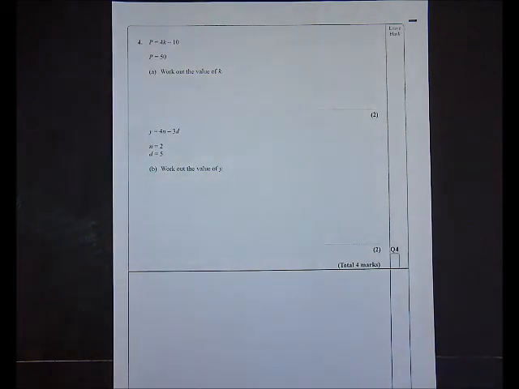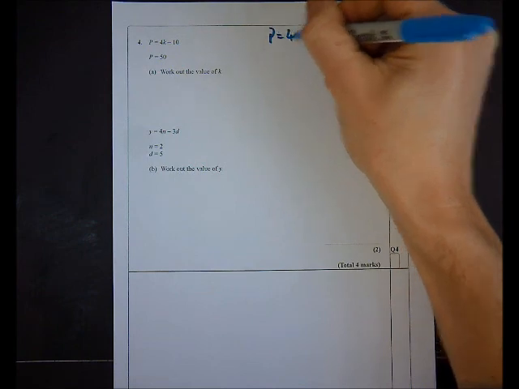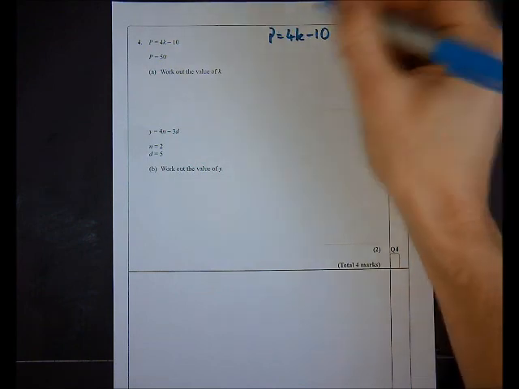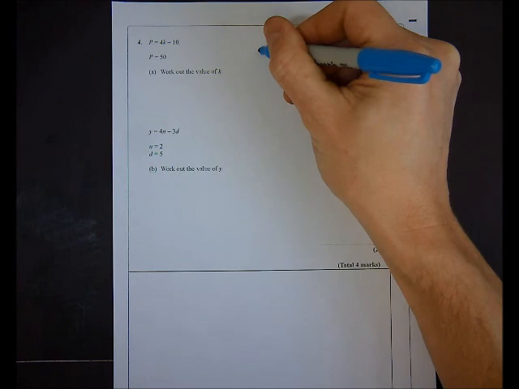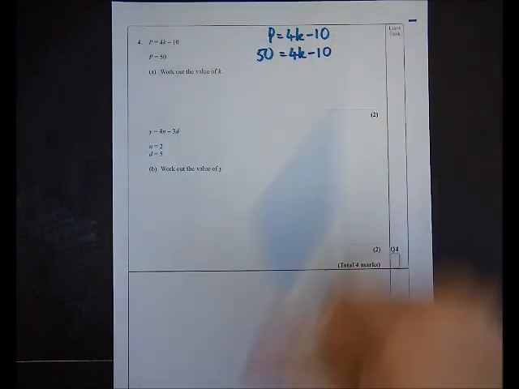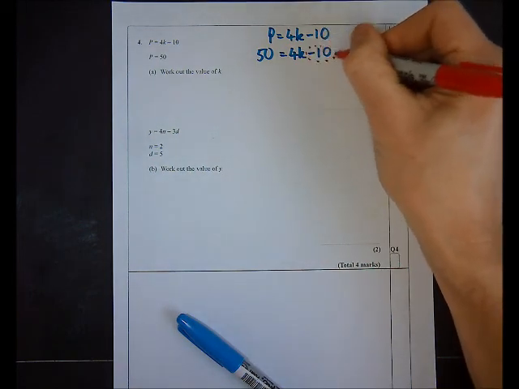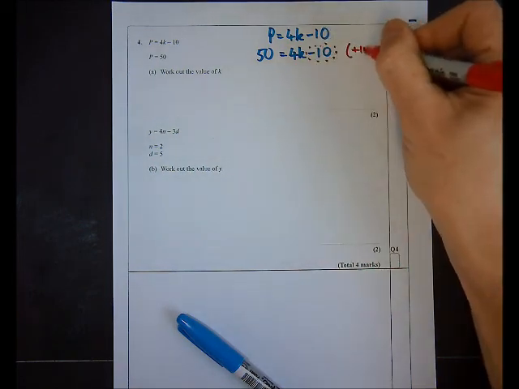On question 4, I'm told that P equals 4k minus 10 and that P is 50, and asked to work out the value of k. So if P equals 4k minus 10 and P is 50, then where there's a P, I'm going to replace that with a 50. So 50 equals 4k minus 10. And I'm now going to solve that equation. So the first thing I'm going to do is get rid of negative 10, so I'm going to add 10 to both sides.